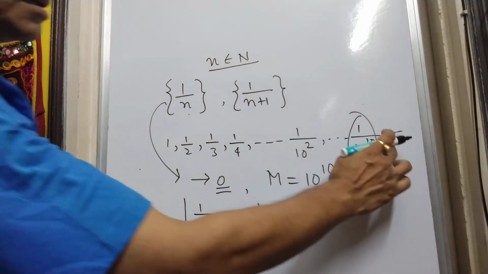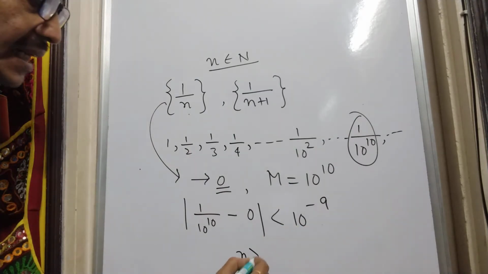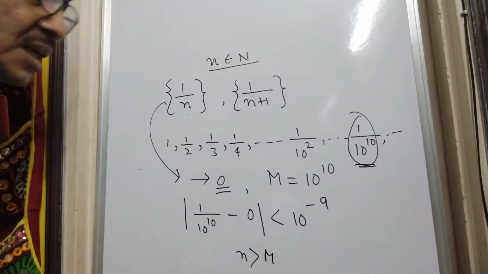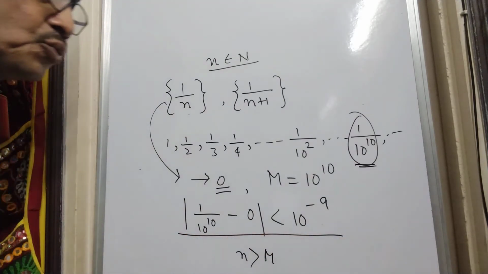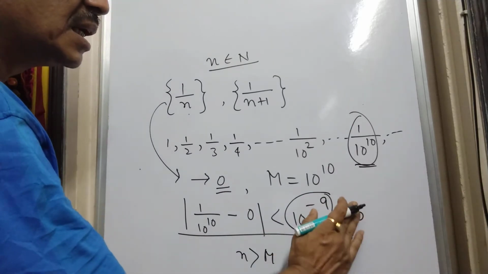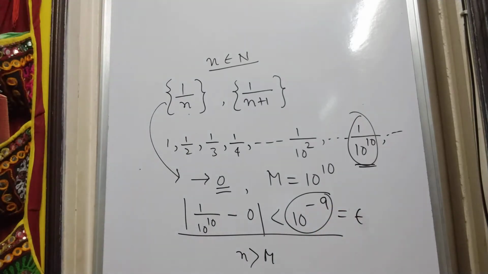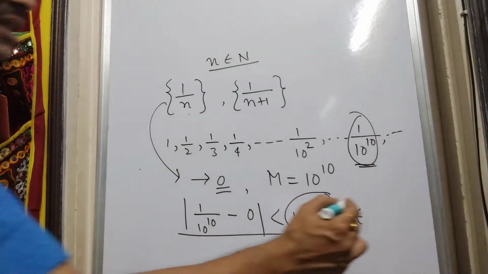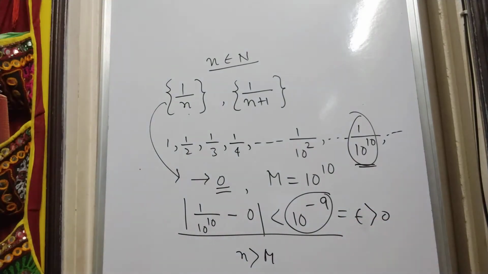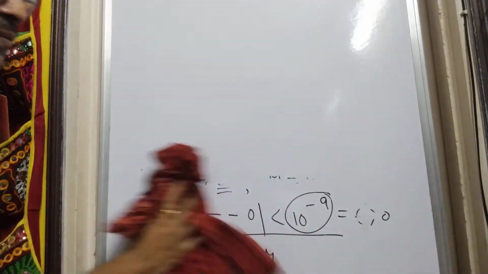So for all the latter values, all the values of n which are greater than this large value M, we have this to be true, and this is actually termed an arbitrary small positive number. Okay, so this is the concept of a sequence of real numbers.